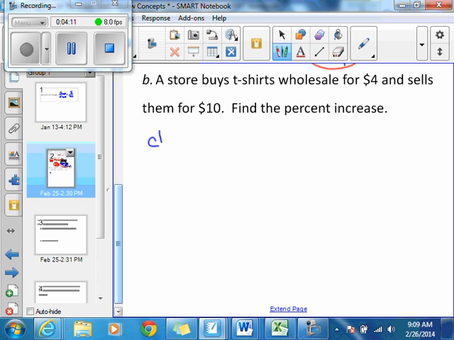So again, our formula is change over original. To find the change, we subtract the two numbers, take the bigger number first. The bigger number is 10. 10 minus 4 gives us a change of 6. On the bottom, we always put the original price. The original price in this case is the $4, so that goes on the bottom. And that equals our percent, which we don't know, over 100.